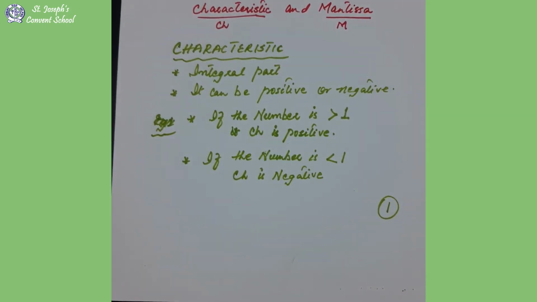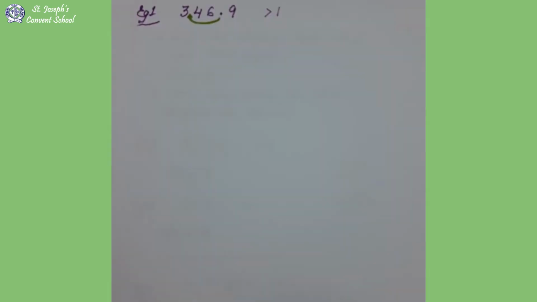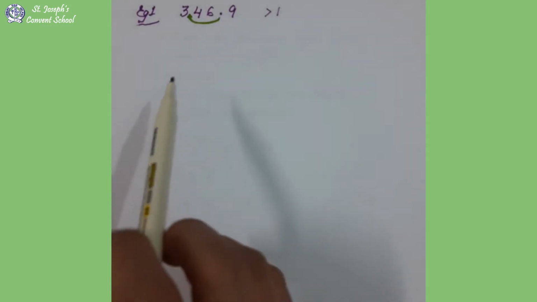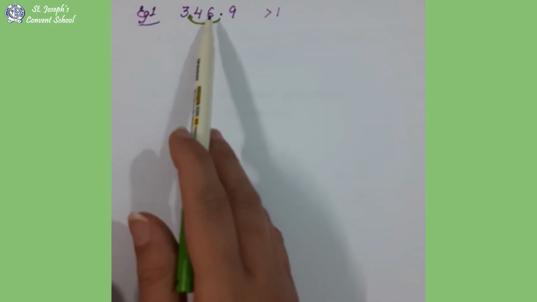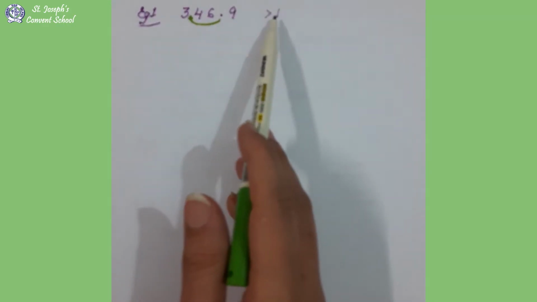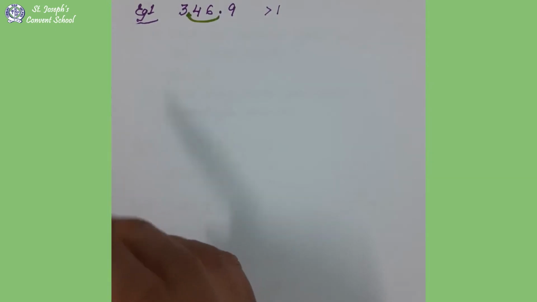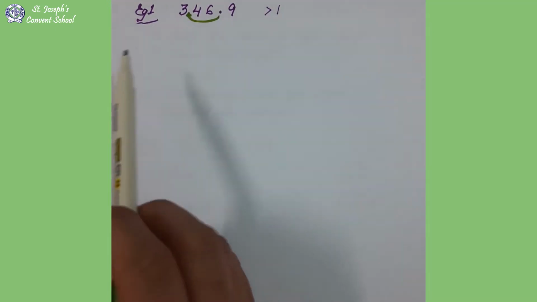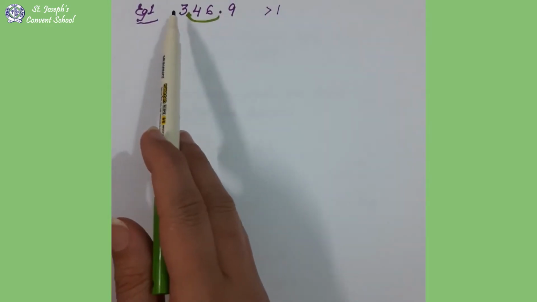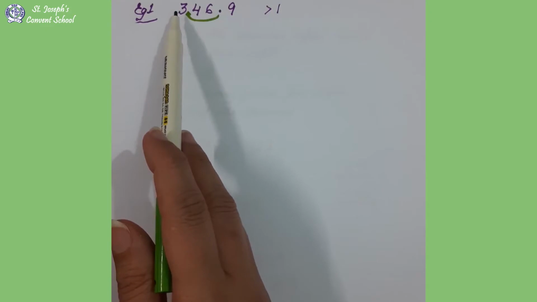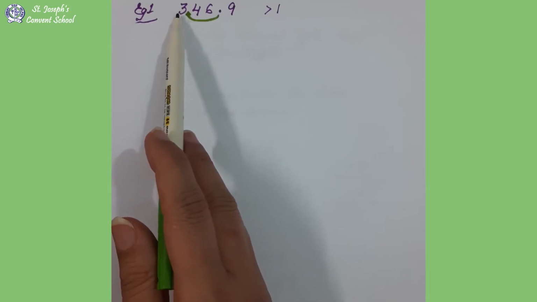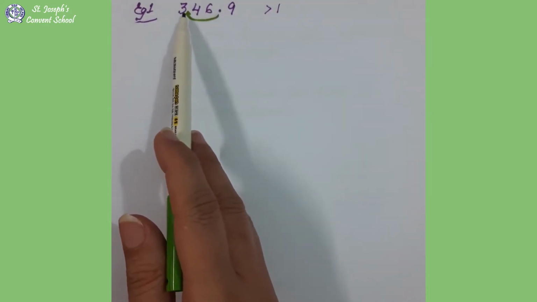Now I'm going to explain with the help of examples. Let me give you one example first. Girls, the first example is 346.9, and in this number, 346 is greater than 1. So the number is greater than 1. Now in the characteristic, what we do is shift the decimal after the first non-zero digit. The first digit is 3, which is not 0, so it is non-zero. So we will shift the decimal after this first digit. Remember this: always shift the decimal after the first non-zero digit.